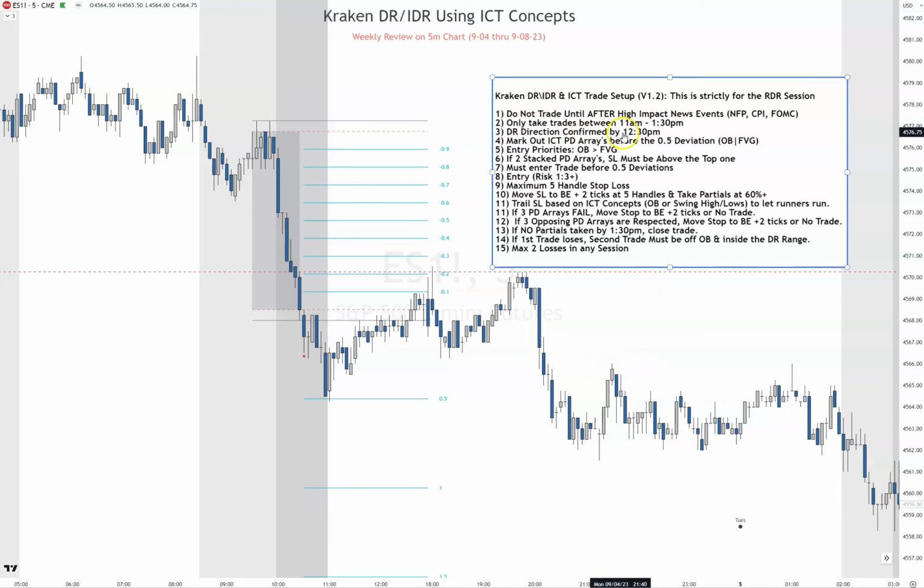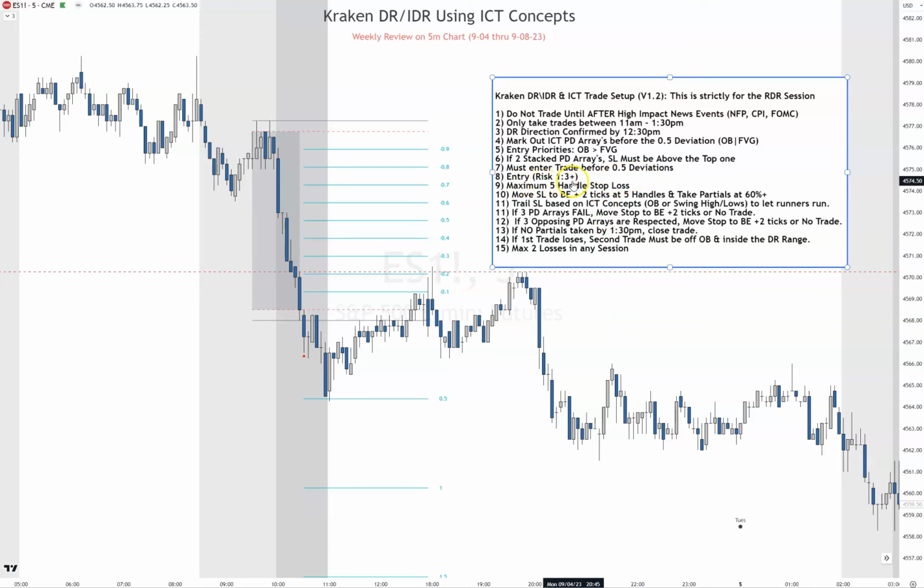We only take trades between 11 a.m. and 1:30 p.m., with DR direction confirmed by 12:30. We mark out our ICT PD arrays before the 0.5 deviation: order blocks, fair value gaps. Entry priority is order blocks over fair value gaps. If there are two stacked PD arrays, the stop loss must be above the top one. Must enter the trade before 0.5 deviations.